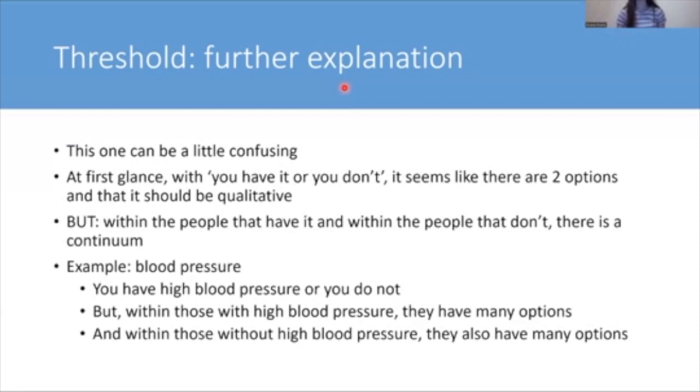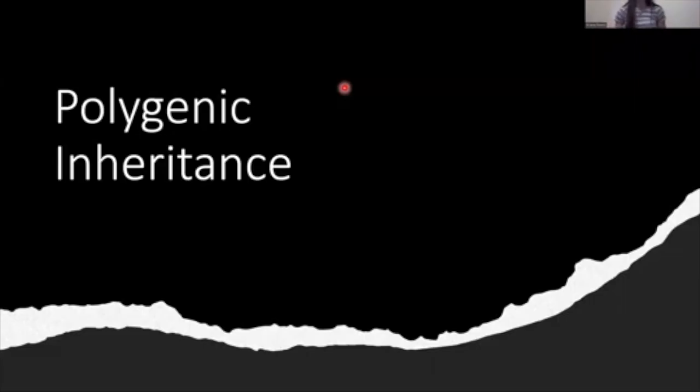Another example would be cholesterol levels, blood glucose levels. You have diabetes or you don't. But within the people that have diabetes, you can have that range. Within the people that don't, you can also have that range. All right, so that is meristic and threshold. The next thing we're going to go into in the next video will be polygenic inheritance.